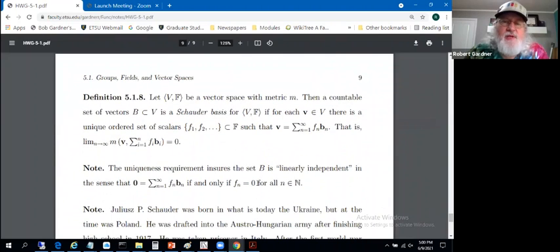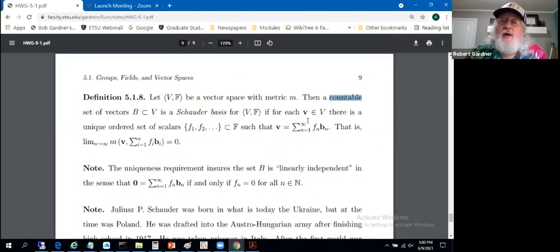And we'll do so with something called a Schauder basis. So let V be a vector space with metric M. A countable set of vectors, B, a subset of V, is called a Schauder basis for the vector space if every vector in the vector space can be written as some series representation of the basis vectors.